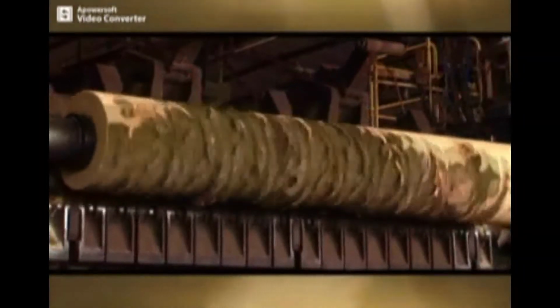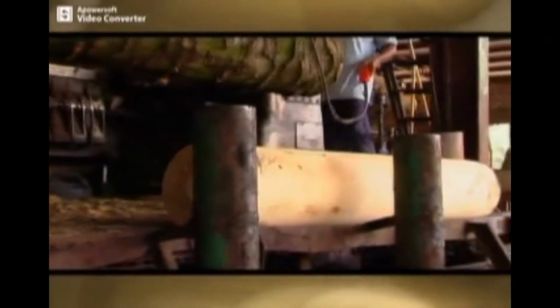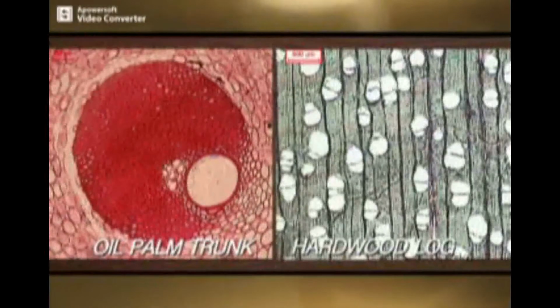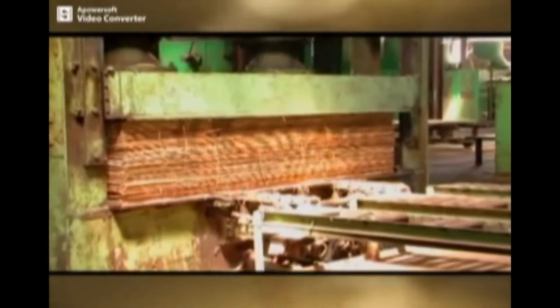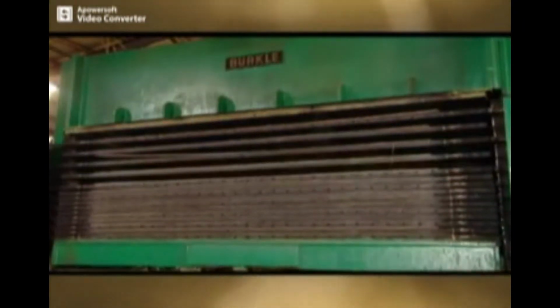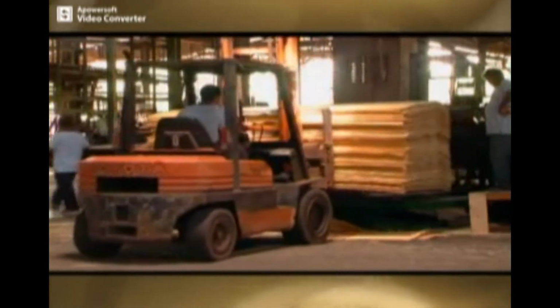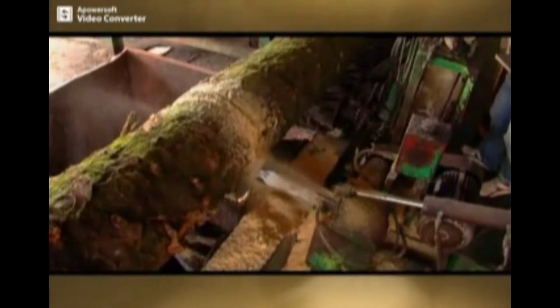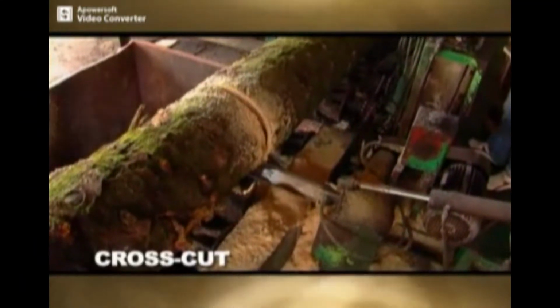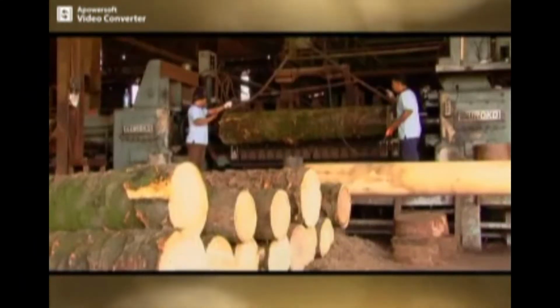The process of producing plywood using OPT is similar to, and not different from, producing plywood using hardwood logs or softwood logs. The main processes include veneering, drying, lamination and finishing, as can be seen in this short presentation. At the factory, the OPT is cross-cut to the required length. Then after, it is debarked and rounded up.